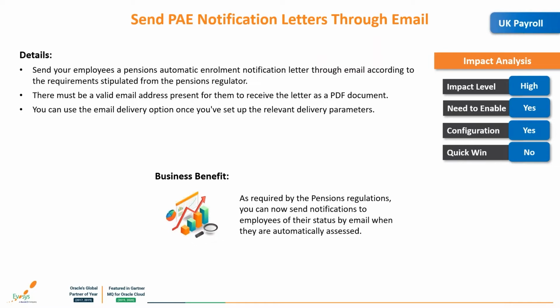One, there must be a valid email address so that the email notifications can be received. And the second one, the date of birth must exist. It is very important for the PAE process as such. Now, if the delivery preferences at the employee level is set to paper, then it must be changed to online or paper. Only in that case are the email notifications sent to the employees.